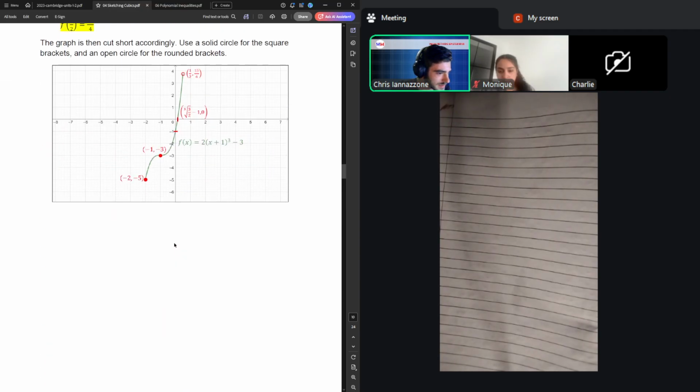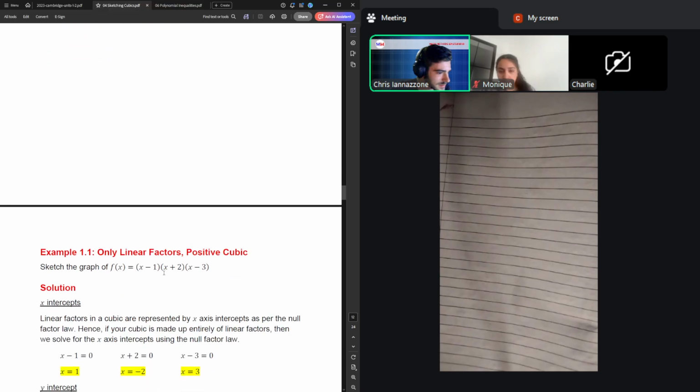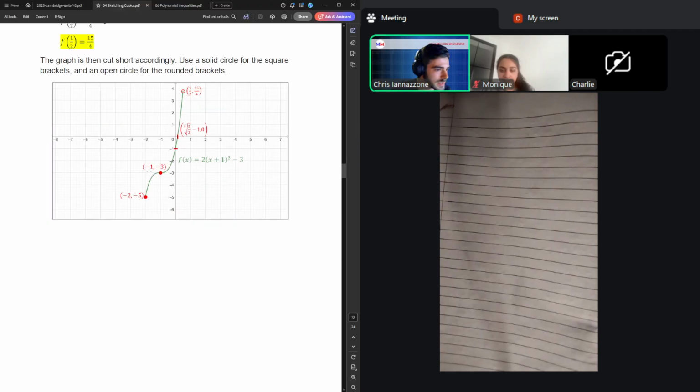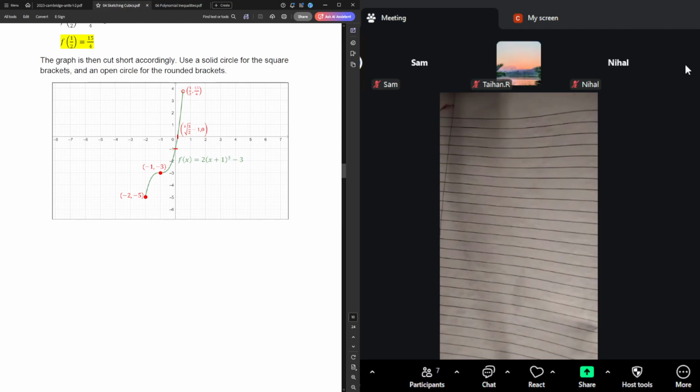Okay, is that all that's in here? Yeah, okay. That's all that's in here for now. Any other questions as to what's covered in the sketching of the inflection point for cubic?